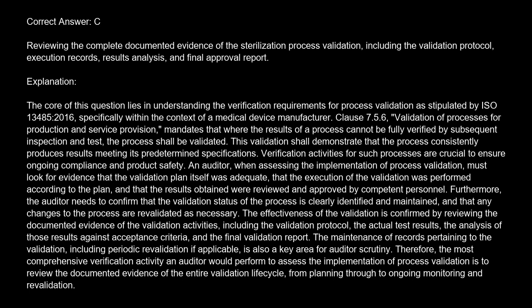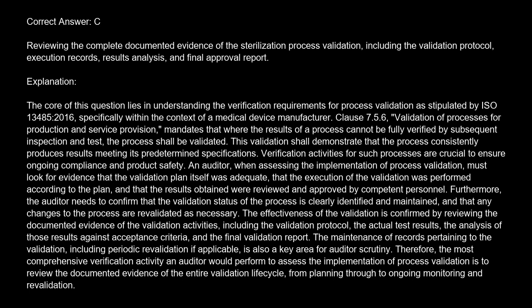Clause 7.5.6. Validation of processes for production and service provision mandates that where the results of a process cannot be fully verified by subsequent inspection and test, the process shall be validated. This validation shall demonstrate that the process consistently produces results meeting its predetermined specifications. Verification activities for such processes are crucial to ensure ongoing compliance and product safety.